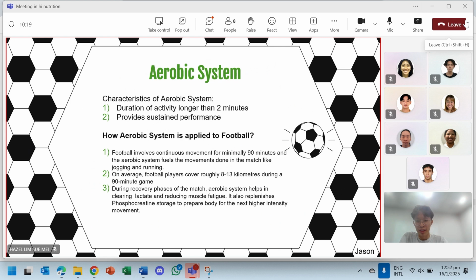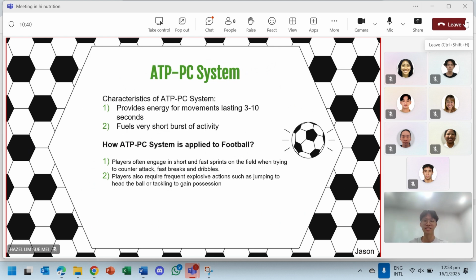So on average, football players cover roughly 8 to 13 kilometers during a 90-minute game. So it also applies to recovery phases of the match. So the aerobic system helps in clearing lactic acid and reducing muscle fatigue. It also replenishes phosphocreatine storage to prepare the body for other activities.